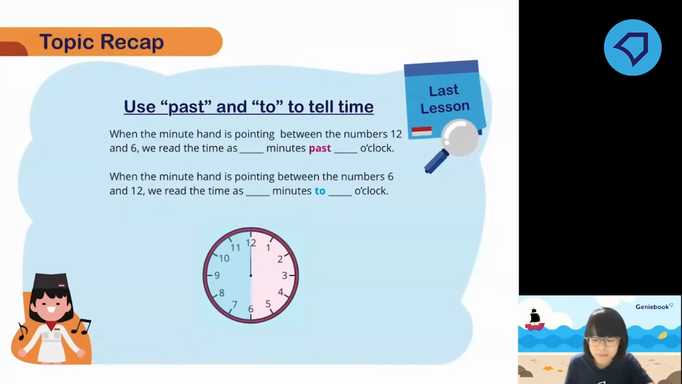5 minutes past, 5 minutes to, 10 minutes past, 10 minutes to, 15 minutes past, 15 minutes to, or a quarter past, a quarter to the next o'clock. 20 minutes past 11 o'clock, 20 minutes to 12 o'clock, 25 minutes past 11 o'clock, 25 minutes to 12 o'clock. So it is a mirror image. Hopefully that will help you to remember it a little bit easier. All right, so that is for past and to.